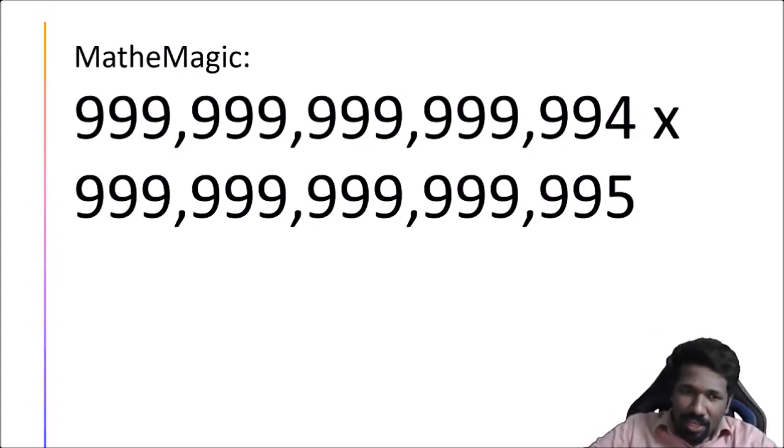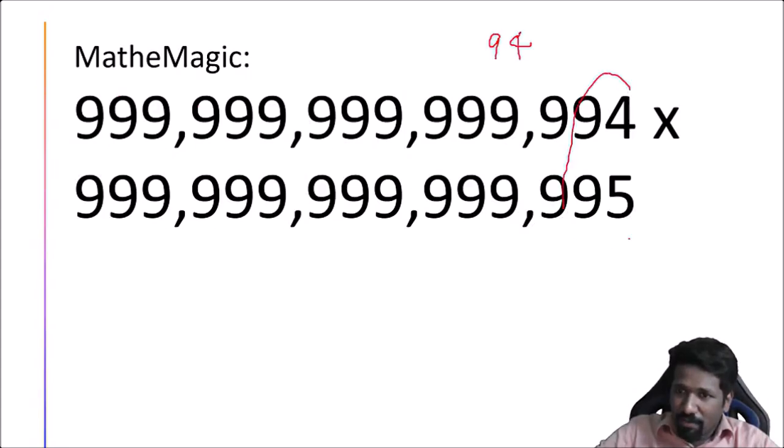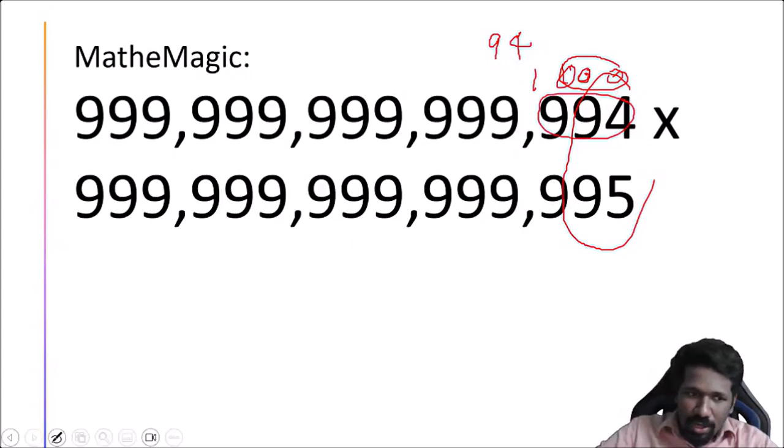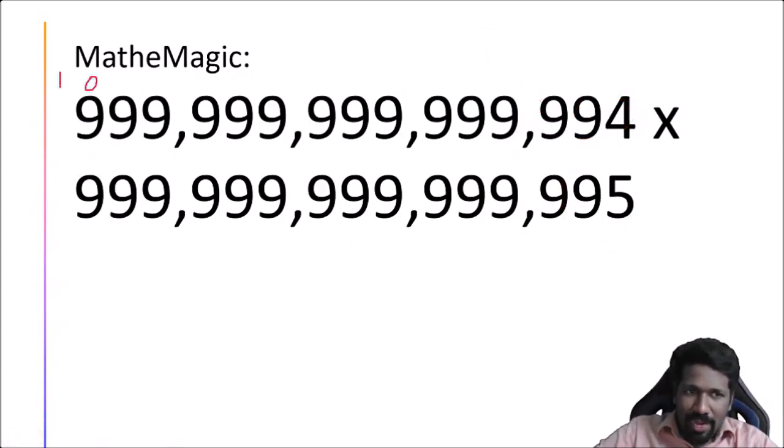For convenience, I will write the base for you. When it was 94 and 95, wait, what will be the base? 100 now. If it is 994 and 995, 1000 is the base. So 3 zeros, 3 digits. So here 12 digit number means 1 followed by 12 zeros, that will be the base.